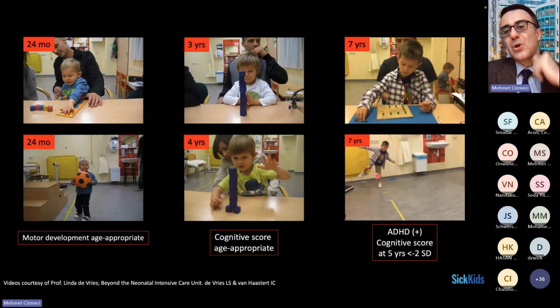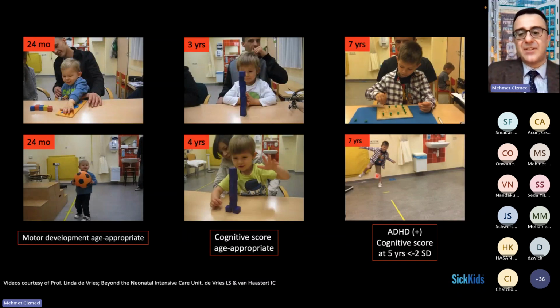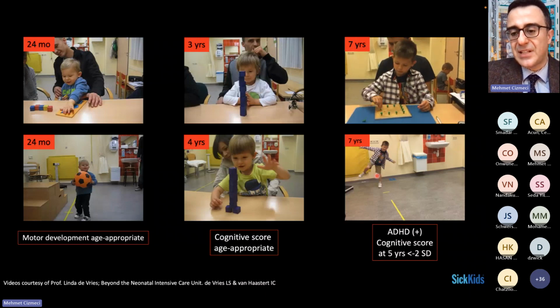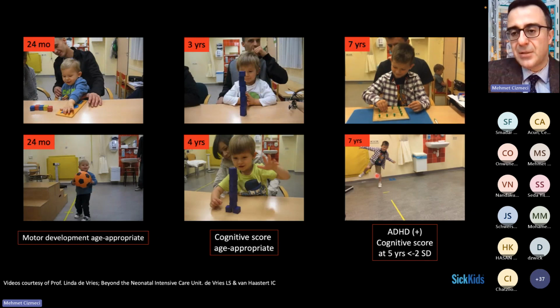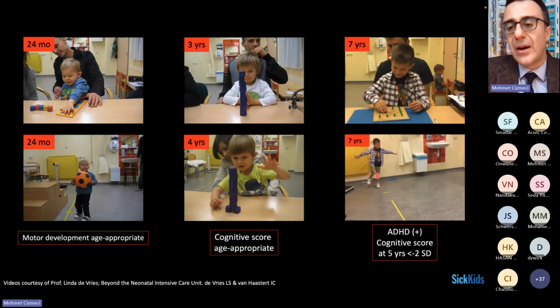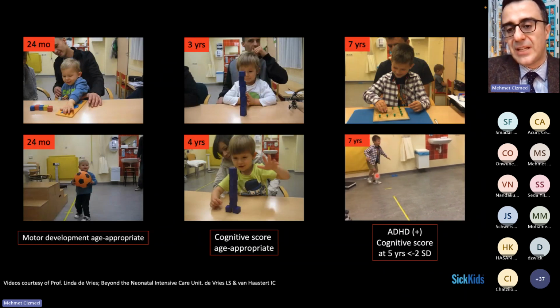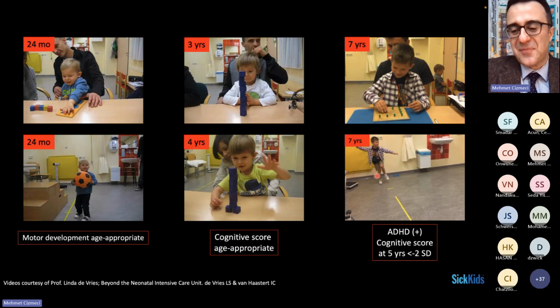But then the baby starts to show some problems. This baby was diagnosed with ADHD at 5 years. And at 7 years, the cognitive score was below -2 standard deviations. So that's a very typical presentation that we see in babies who present with white matter watershed type. So these babies definitely require ongoing monitoring for the cognitive domain until at least around school age. But still, at 7 years, you can see that from a motor perspective, the child is doing really well.